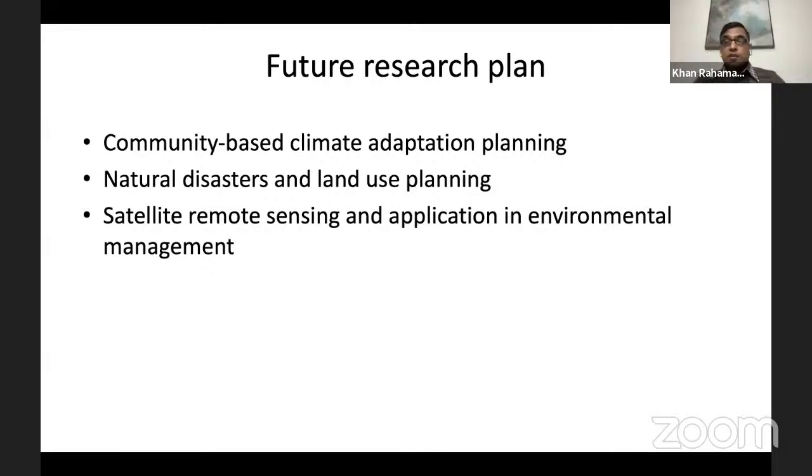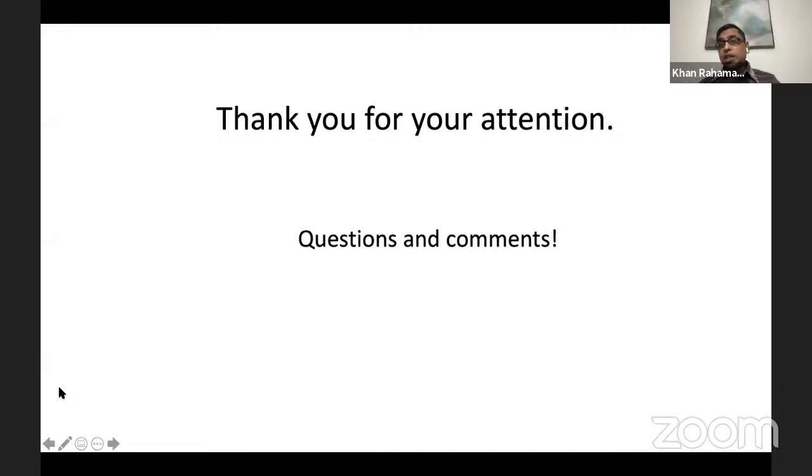Future research plan. I have a few things in mind. I'm trying to build a community-based climate adaptation planning research cell in Canada so that we can have some scientific evidence, and based on that we can make adaptation plans. And also natural disaster and land use planning. How could we utilize the scientific evidence to make future disaster risk and vulnerability assessments or vulnerability planning? Those are the major things I have in mind.